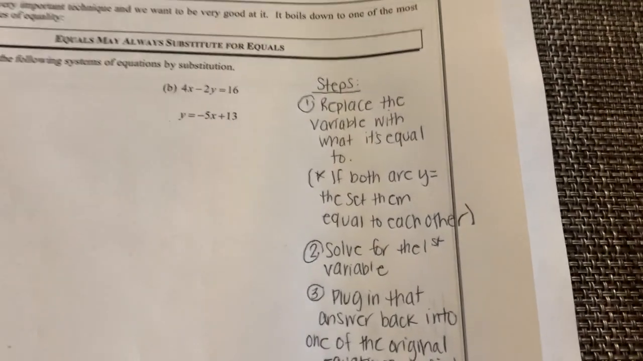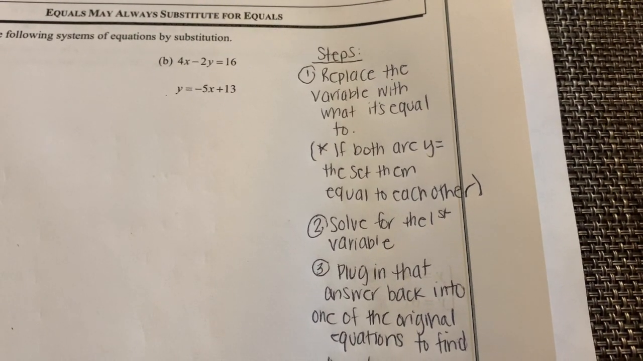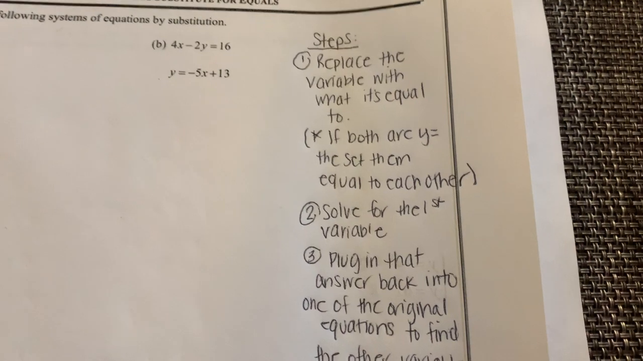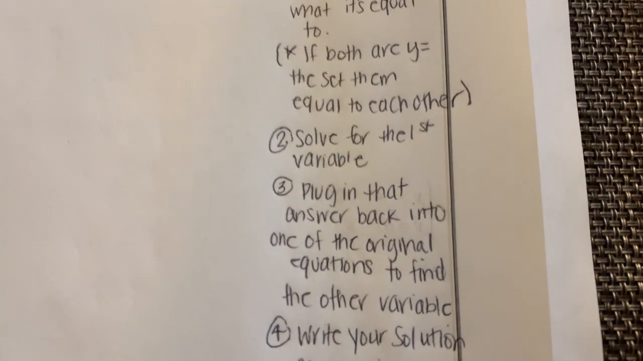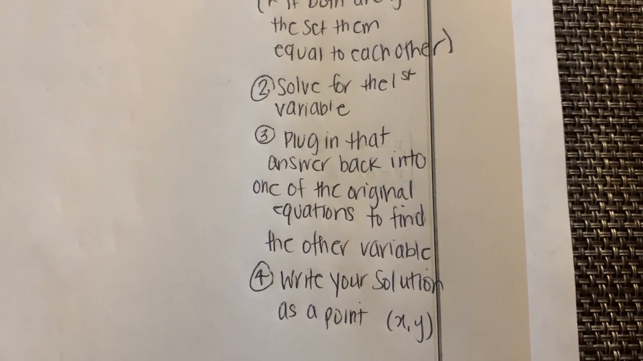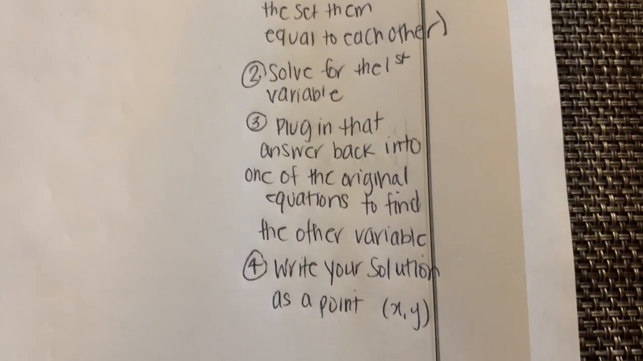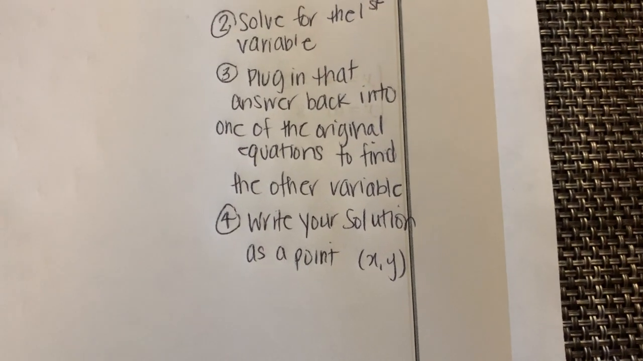Okay, so these are our steps. First, we're going to replace the variable with what it's equal to. If they're both y equals, we set them equal to each other, or if they're both x equals. We solve the first variable. Once we get our answer, we then plug that back into one of the original equations, the easier one, to find the other variable. And once I have my x and my y, then I write my solution as a point. Okay, so let's follow the steps to do the first one together.